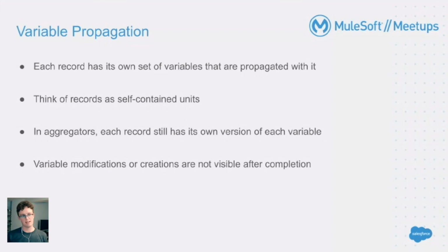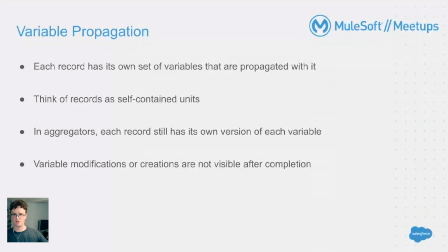Same thing continues to be true into the aggregators. In the aggregators, you actually have access to every variable attached to every record. So if you have a fixed size aggregator that takes in a block of 100 records, you have access to 100 versions of that variable. In that case, you can compare those different values, but they're not all combined into one variable. And finally, in the on-complete phase and even after the batch job, those variable modifications disappear with the records. They're attached to the records. They don't propagate out into the variables.